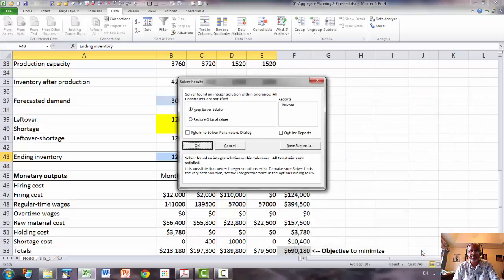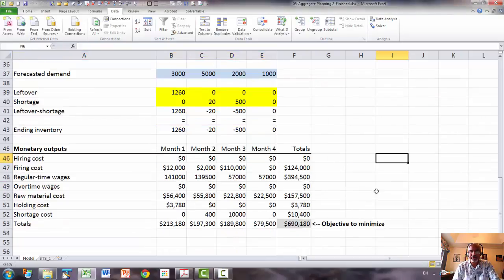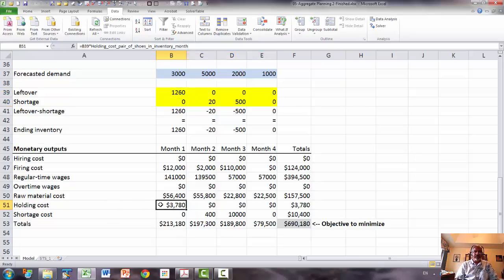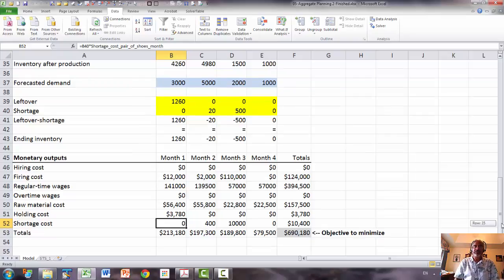So then that will give us the best solution, which is 690,180. So here we have the leftover and shortages. So this little trick avoids the IF functions here, and because of that we can choose Simplex LP, which is a much more powerful solution methodology, and it will give you the optimum solution. You're guaranteed to get the optimum solution, unlike GRG nonlinear. With GRG nonlinear, there is no way for us to know that we have found the best possible solution.